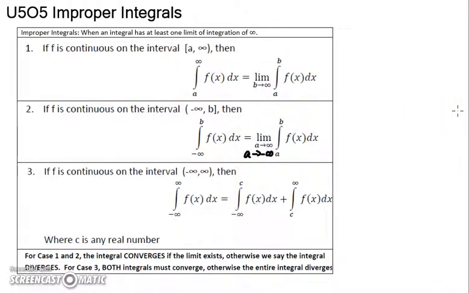Now for cases 1 and 2, we say the integral converges if the limit exists. Otherwise, we say the integral diverges. Converge means we get an answer; diverge means we do not get an answer. For case 3, both of those parts have to converge if we're going to get an answer. So let's take a look at a couple of examples.